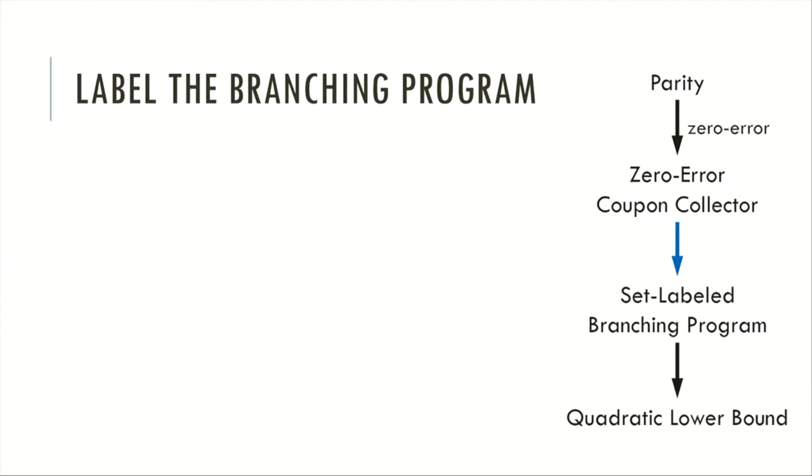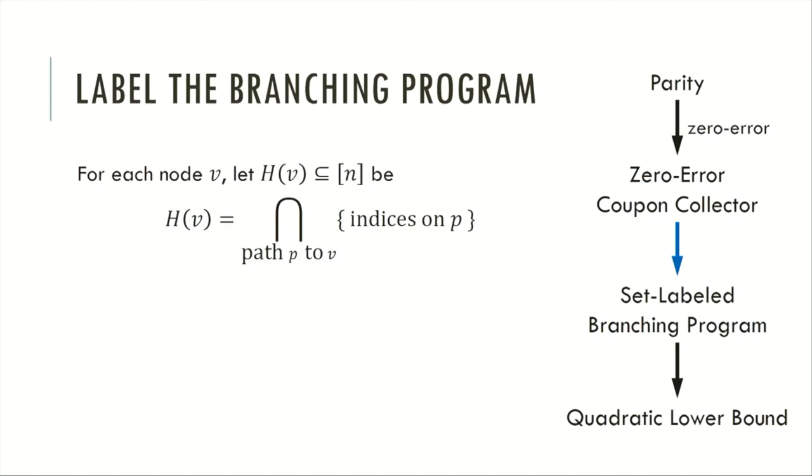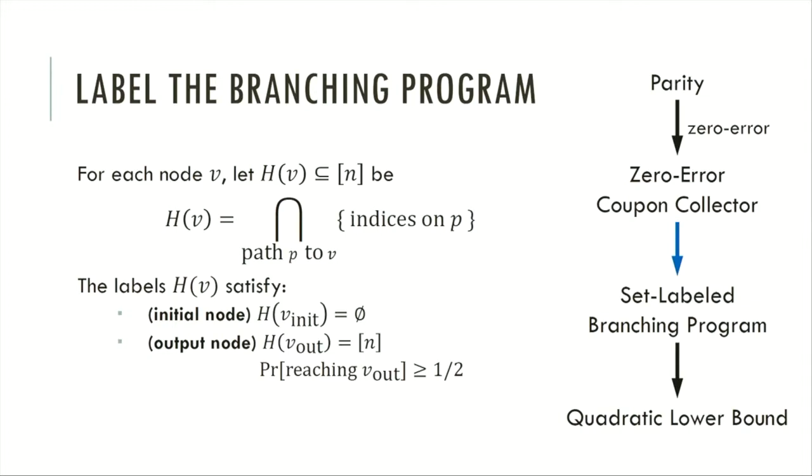Since we have removed the n-bit input and we only care about the indices we received, now the branching program is a branching program so that each node has n outgoing edges labeled by the indices you received. If the branching program solves this zero error coupon collector problem, we can label each node of the branching program with a subset of the indices. Intuitively, this label means the indices you are sure to have received when you reach this node. This label will satisfy the following properties. You start with the empty set. You finally have to reach the entire set. And if you add the independence guarantee of the indices you received, then it also satisfies a soundness property.